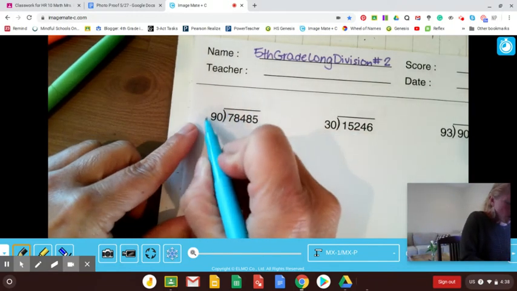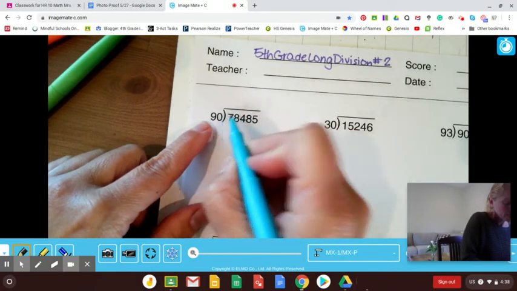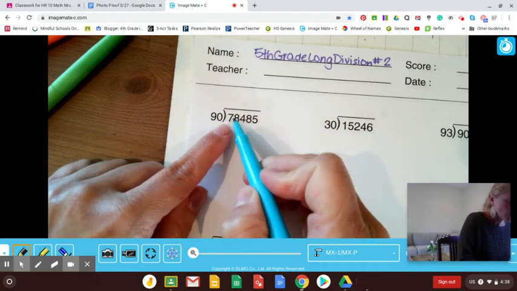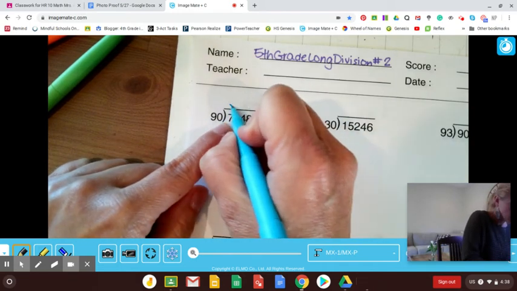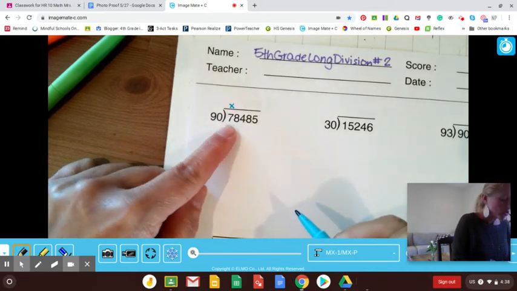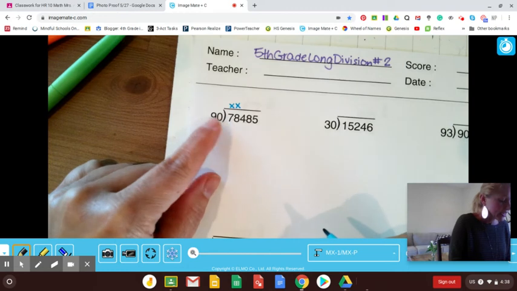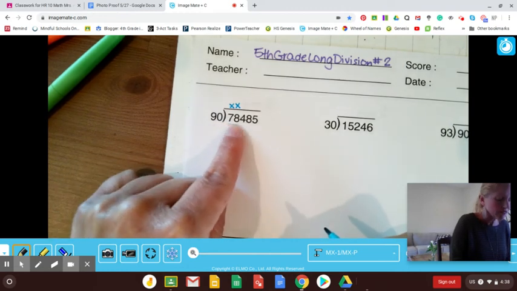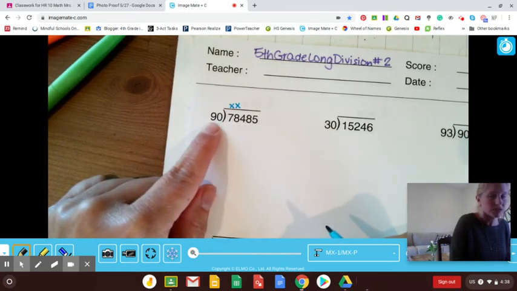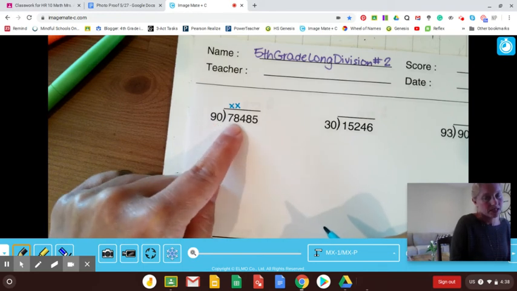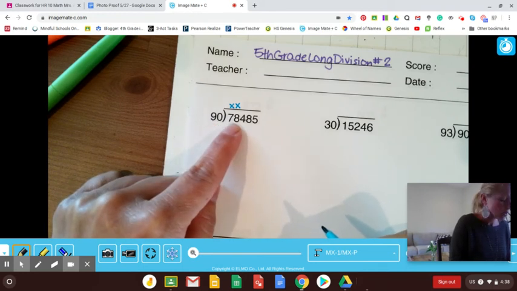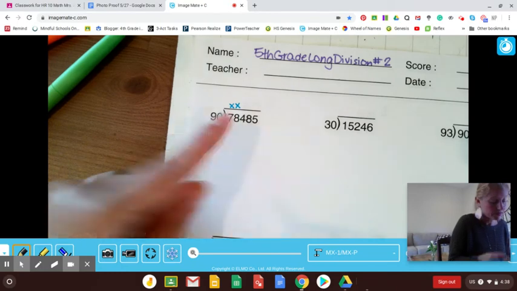I have a divisor of 90. So I'm going to think to myself, can 90 go into 7? Oh, no, that's silly. Can 90 go into 78? Still, that is silly. Can 90 go into 784? How many groups of 90 would fit inside 784? Well, I'm not really sure, but let's try it.